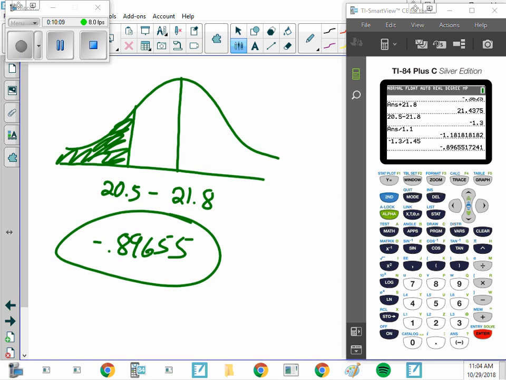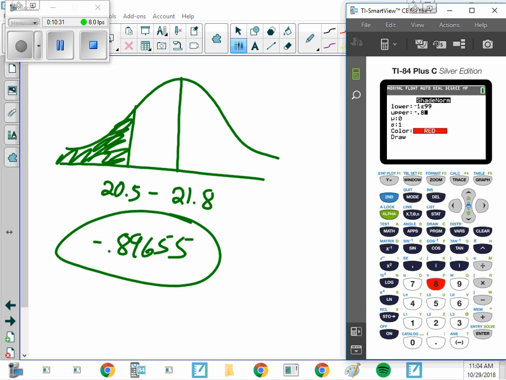So I do a shade norm. What do I put as my lower bound? If you don't have this kind of calculator, what are you going to put as your lower bound? -5 or -6. Anything smaller than that will work. And I'm going to go up to -0.89655 and then draw my graph.